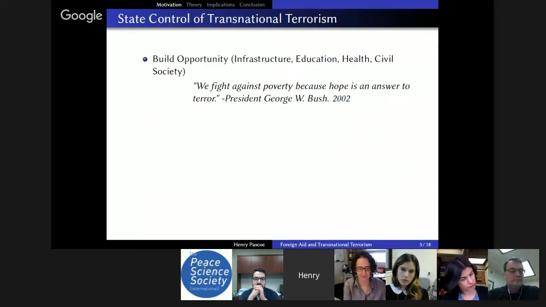Okay, so let me be a little more specific here about how states can prevent terrorist attacks against foreign targets from originating in their country. In broad strokes, investments may reduce terrorism in two ways. The first is by building opportunity. So the logic of this avenue is that by improving health, education, and reducing poverty for people in a state where terrorists are based, they are less likely to be sympathetic to terrorist activity, and the networks of support that terrorists depend upon are eroded.